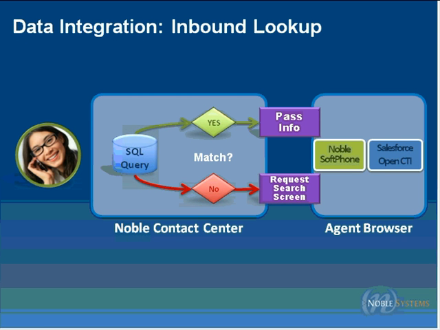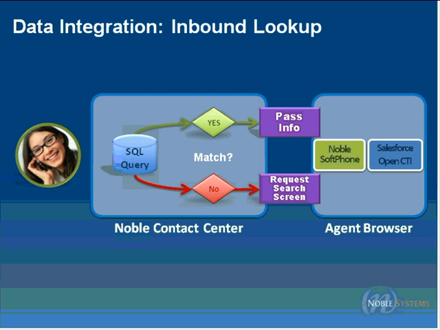So another way we can look at integration is also on the inbound lookup side. If we get a phone call, the IVR is going to do a search for a match, and if there is a match, it's going to pass that information on to the Noble application and the Salesforce OpenCTI integration, providing screen pop into the appropriate lead or contact. If we don't find a match, because it's a completely new number or new contact, we can then pop a custom search request screen for the agents within Noble, within Salesforce.